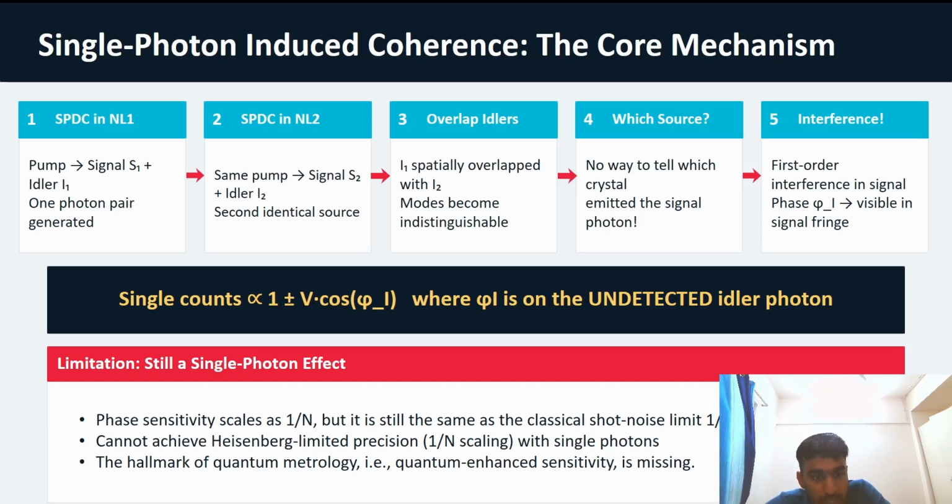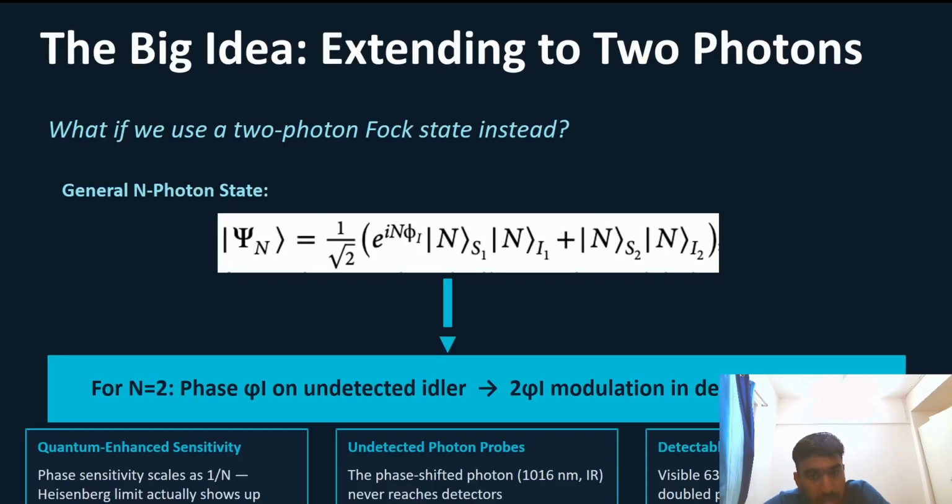Now, the limitation here is that it is still a single photon effect. The Heisenberg limit of 1 by n is the quantum enhanced sensing, but at a single photon level, the sensitivity is still the same as the classical shot noise limit that goes as 1 by root n. And so we cannot achieve Heisenberg limited precision with just single photons, and that is the hallmark of quantum enhanced sensing, which is missing. So the big idea of the paper is to extend this to the two photon, multiple photon regime, which then leads to quantum enhanced sensitivity showing up, due to the 1 by n differing from the 1 by root n sensitivity.